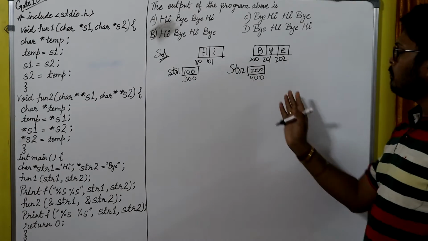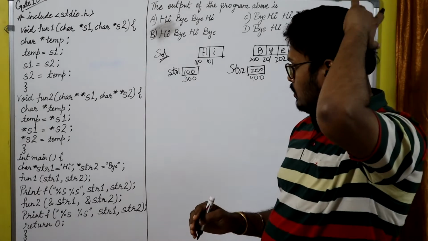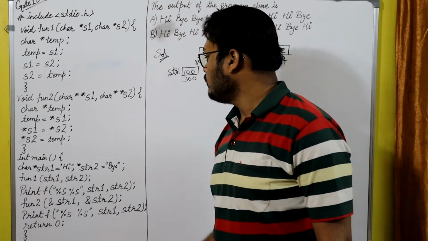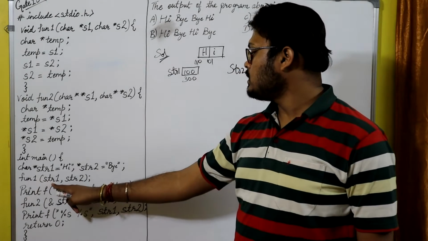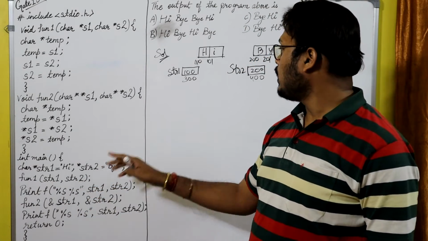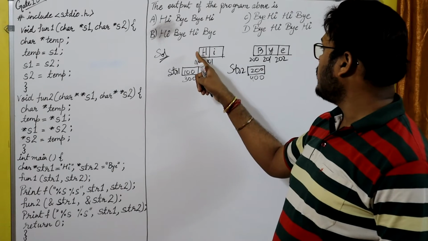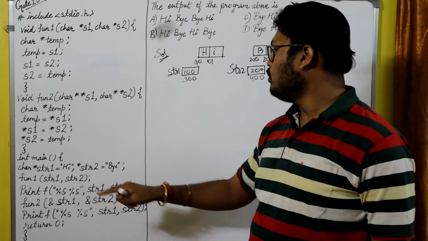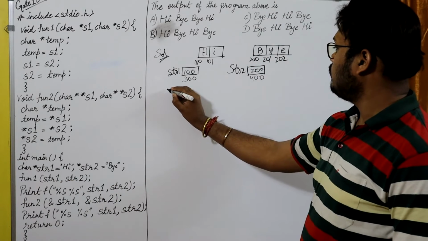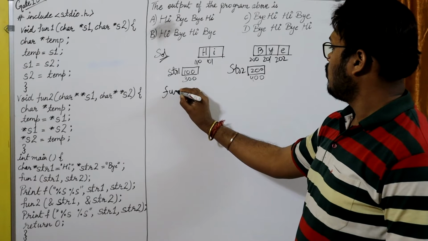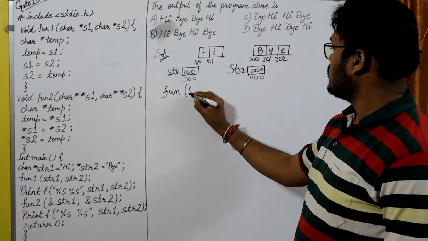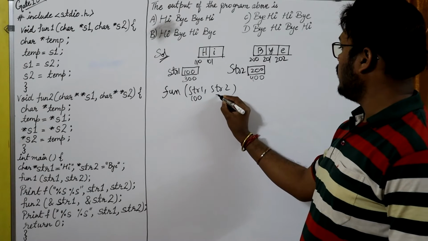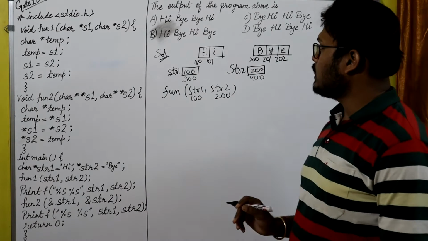Why I have written it, I will explain to you. Here you see the fun1 function has been called, and the parameters are str1 and str2. It means the base addresses of both these arrays have been passed as parameters, like 100 and 200. Here str1, str2 means 100 and 200 have been passed as parameters.